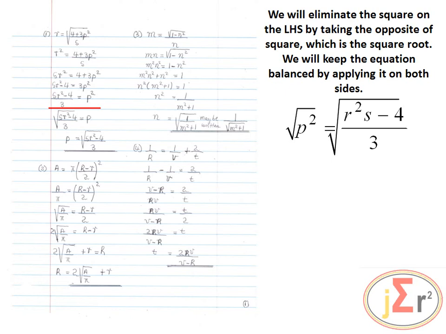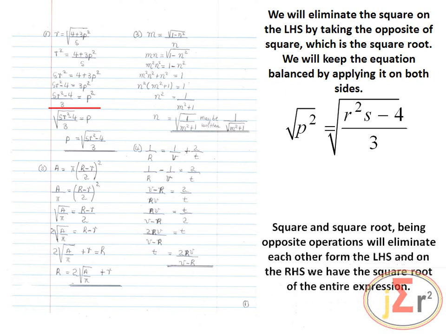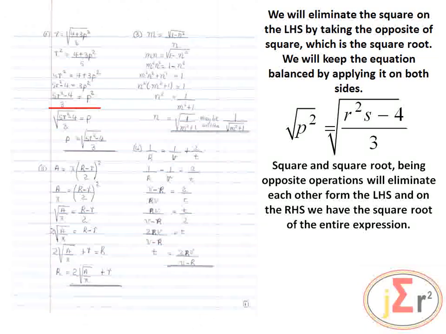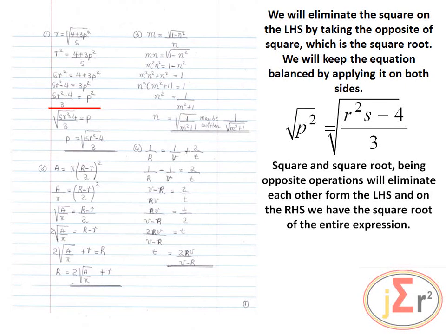Therefore, on that left hand side we will have p, because the square and the square root being opposite or inverses of each other will eliminate each other, but the square root still stands on the right hand side. On the right hand side we have the square root of the entire expression.